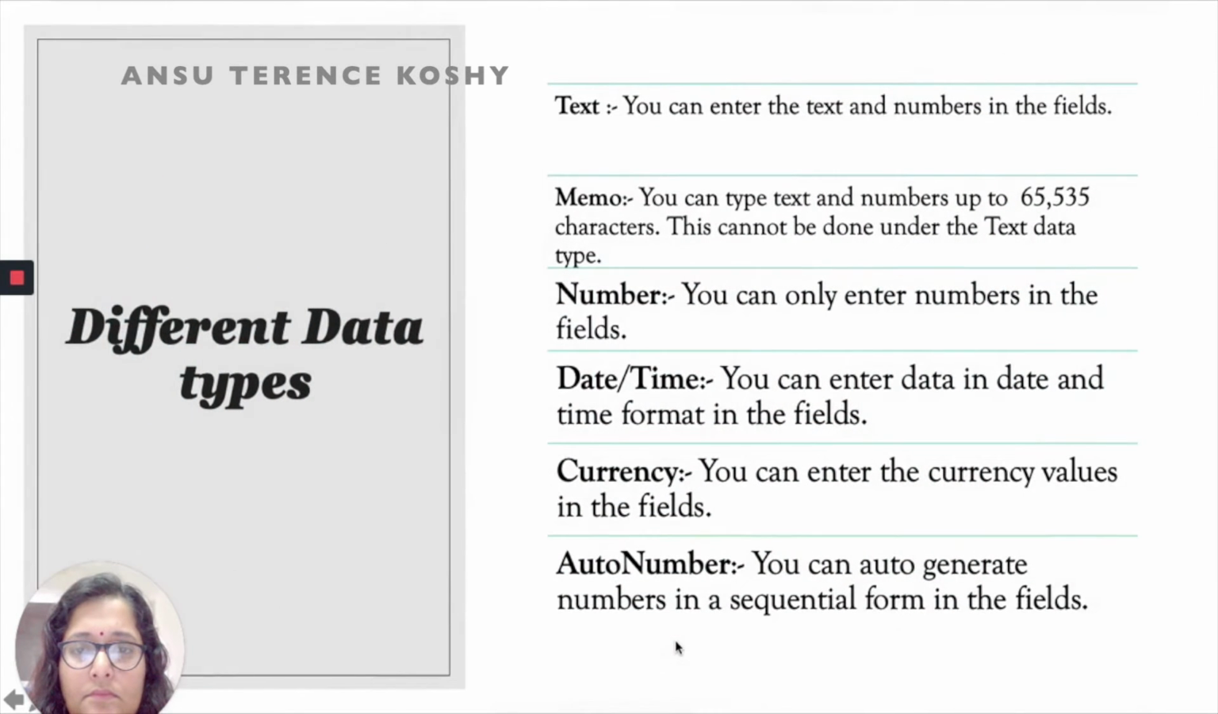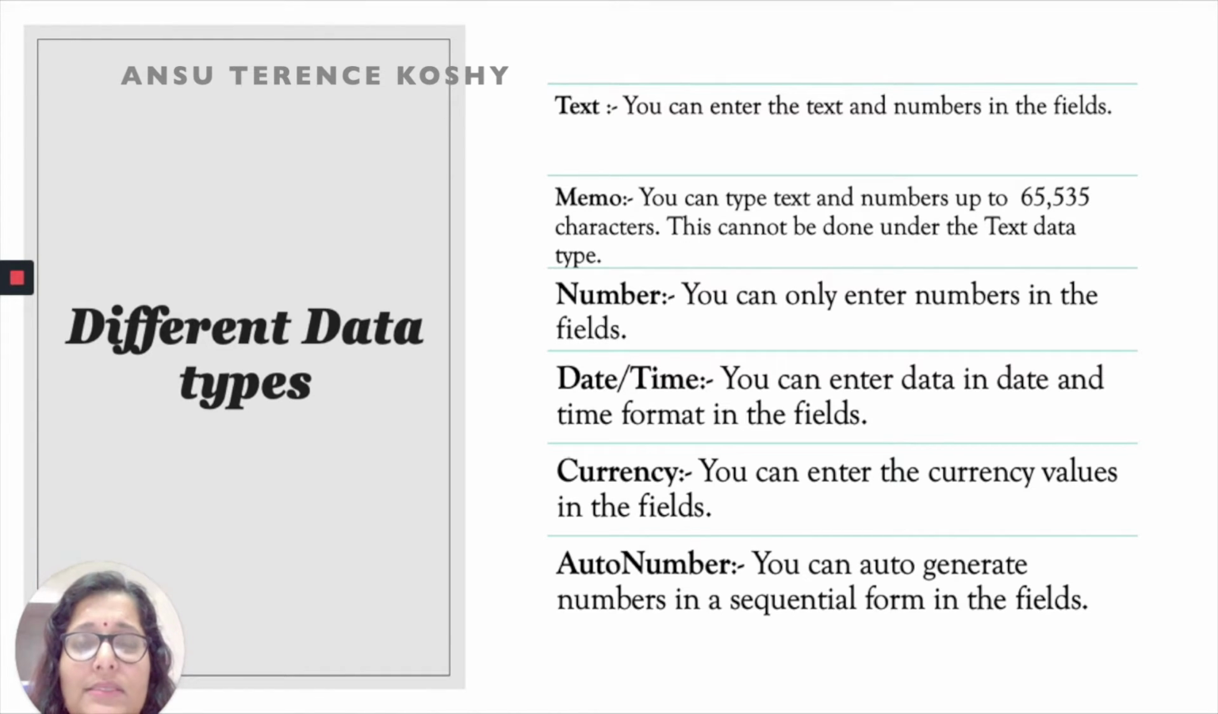Now let's talk about the different data types. The first one is text. You can enter text and numbers in the fields. If you want to enter a small set of numbers or text, then this is what you need to use.